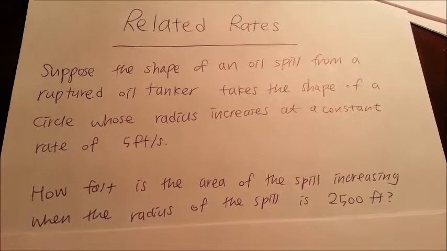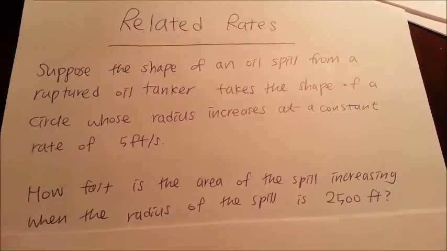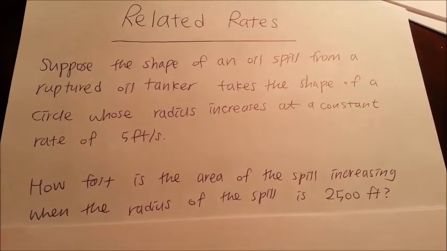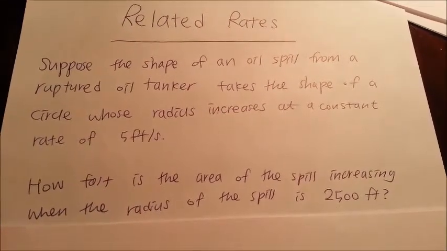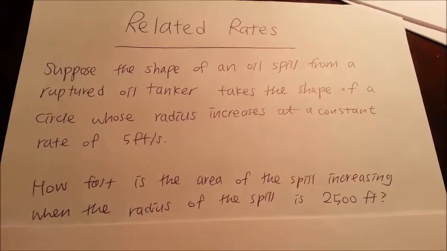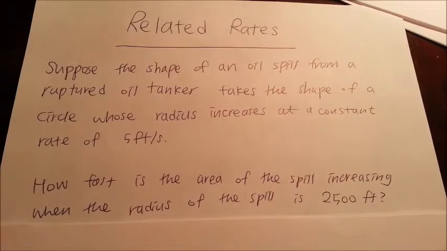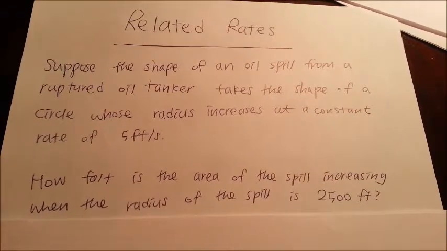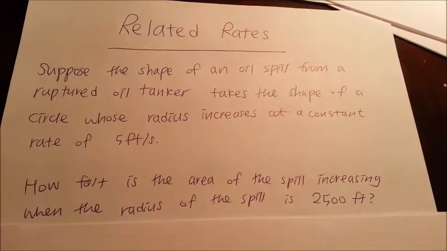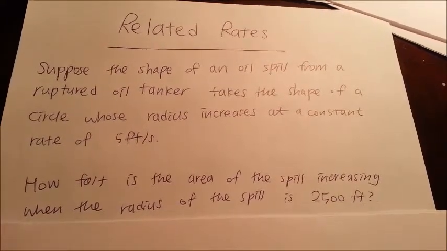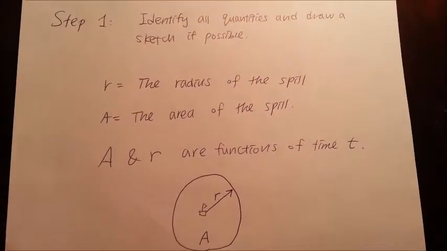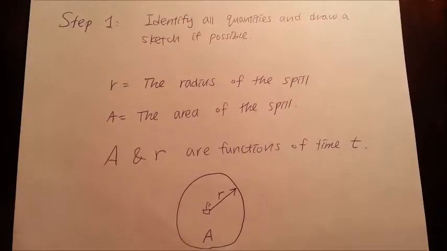Here is an example question of related rates. Suppose an oil spill from a ruptured oil tanker takes the shape of a circle whose radius increases at a constant rate of 5 feet per second. How fast is the area of the spill increasing when the radius of the spill is 2,500 feet? Step 1. Identify all quantities and draw a sketch if possible.